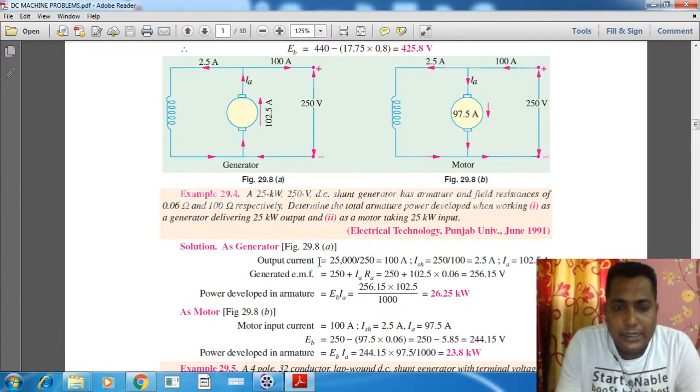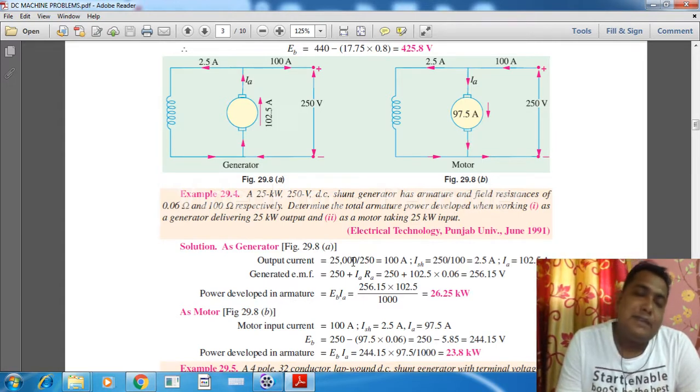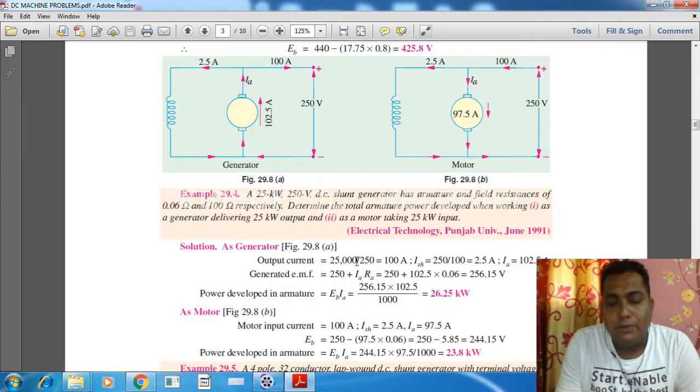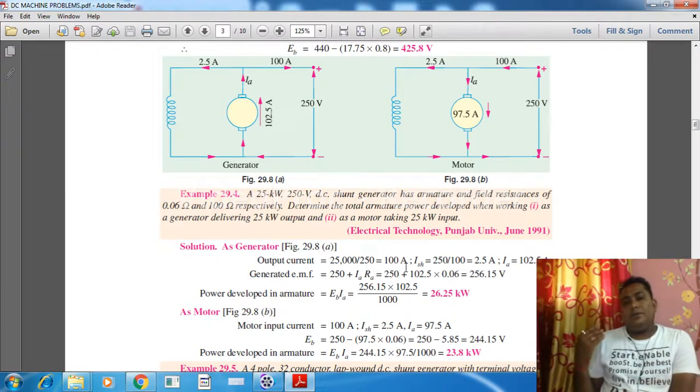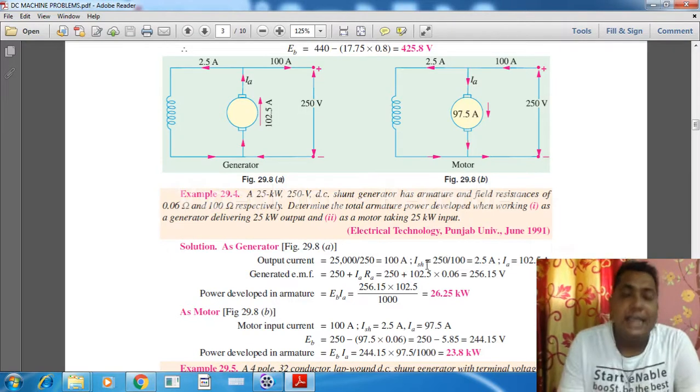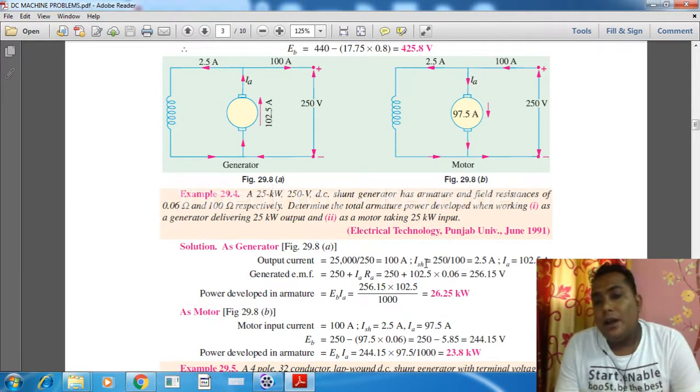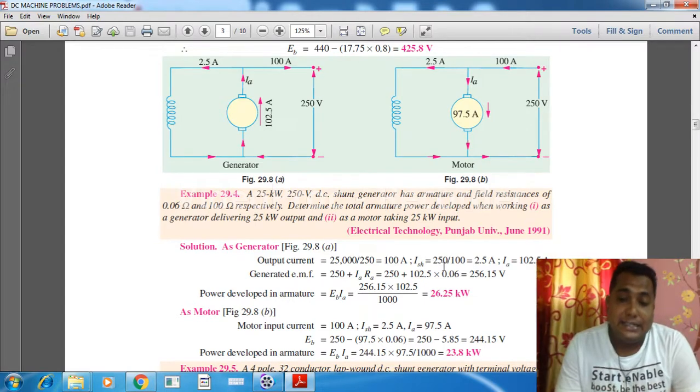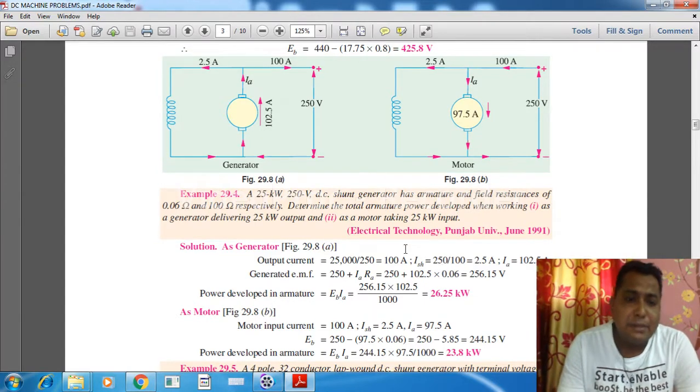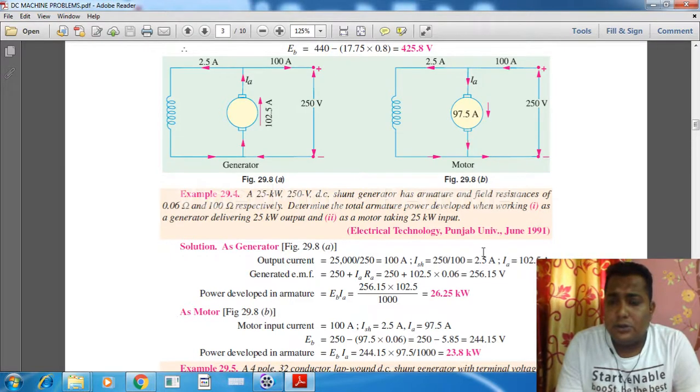So output current is equal to the output power divided by the terminal voltage. As a generator, it is delivering 25 kilowatt, so converting into watt, 25,000 watt by its terminal voltage 250. So follow my pointer, this is 100 ampere. After that we can find out this ISH. What is ISH? That is the terminal voltage by RSH. Terminal voltage is 250, RSH in the problem is given as 100 ohm, so 2.5 ampere.